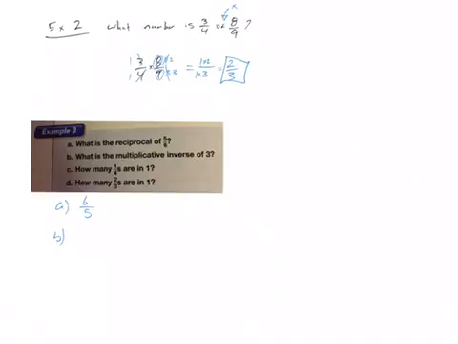Part B, it says, what's the multiplicative inverse of 3? So what it's asking is 3 times what will give me 1? Or in other words, it's asking what the reciprocal is. Because the multiplicative inverse just means the reciprocal. So since 3 is the same thing as 3/1, the reciprocal would be 1/3. And again, note, if I did 3/1 times 1/3, that'd give me 3/3, which is just 1.